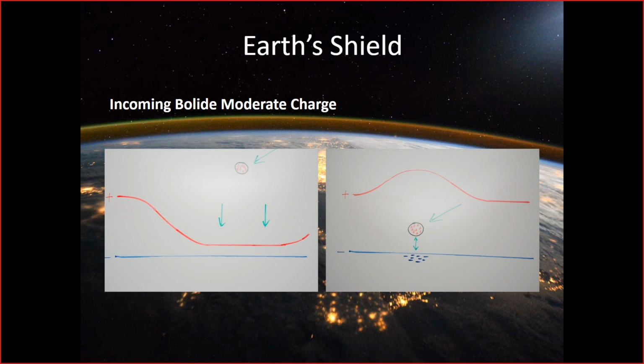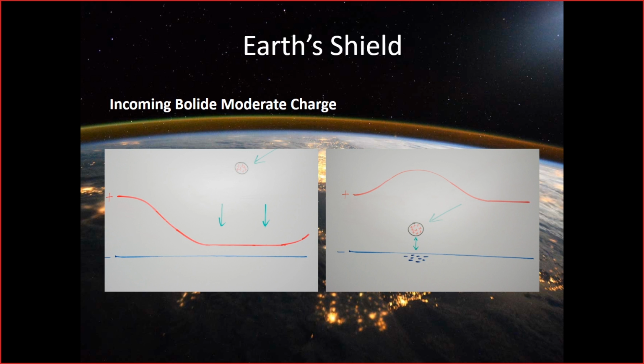So with a moderate charge bolide, this is what starts happening. The force of the positive charges is pushing down the ionosphere much more. Then it pierces it. It can't pierce the ground. The ground's a solid plate for all intents and purposes, a solid negative plate. The ionosphere is a movable positive plate. So as this pierces it, it goes further and further in, and it will start affecting the ground.